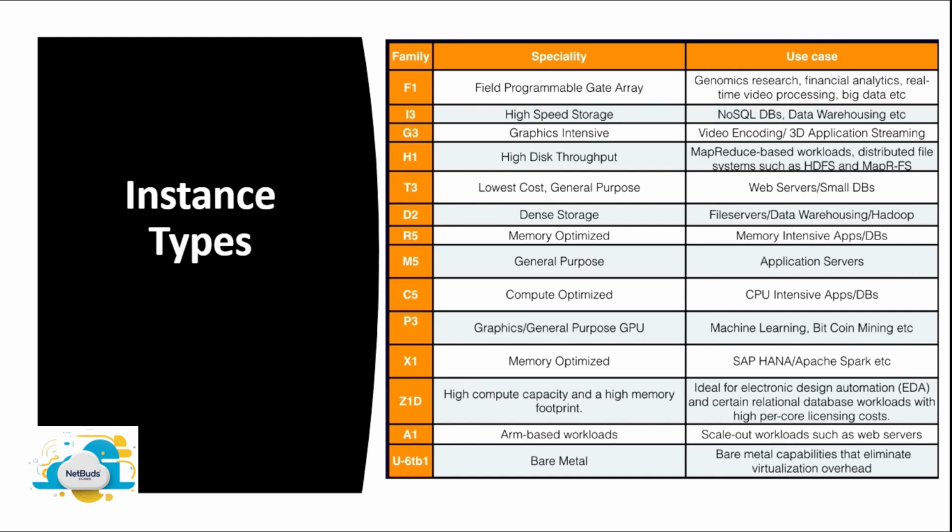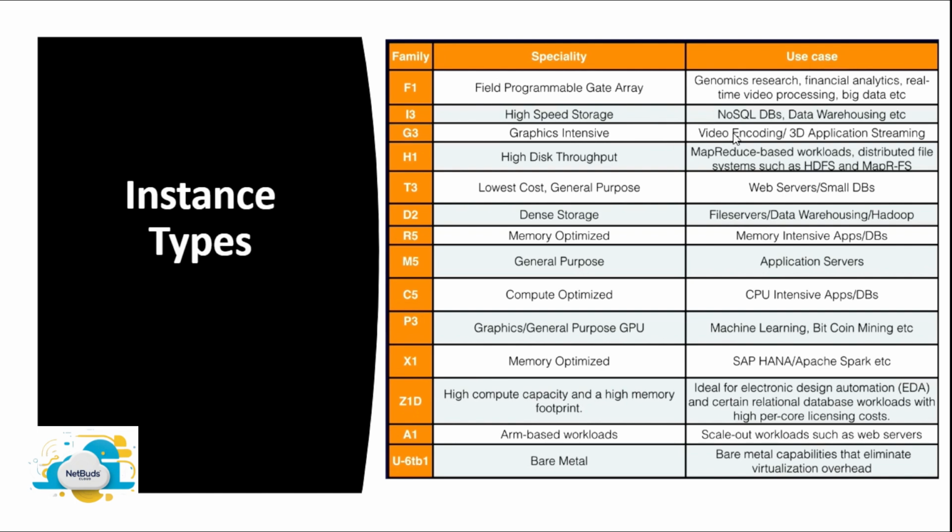Now AWS EC2 provides you a lot of permutation combinations, or a lot of types of instances. An instance is nothing but a server, one instance equal to one server. You can see the first column in this table, which is the family. So there are F, I, G. These are all families and for different purposes. In the second column, you can see the specialty. For example, if you say G3, G is the family, 3 is the generation, and it is meant for graphic intensive workloads.